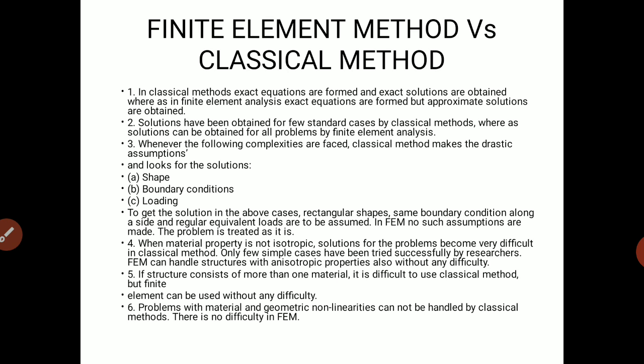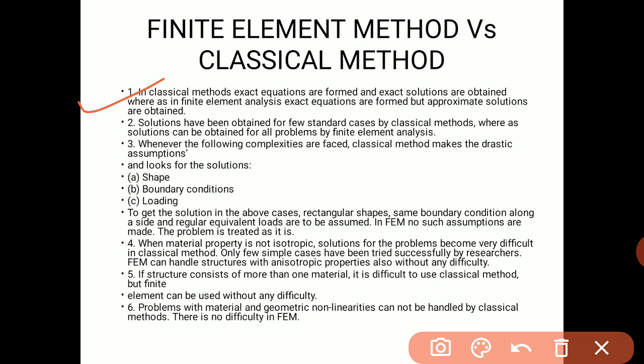What is the difference between the finite element method and the classical method? In the classical method, exact equations are formed and exact solutions are obtained, whereas in finite element analysis, exact equations are formed but approximate solutions are obtained. Since structures are not in a regular shape and boundary conditions are also different, we get the approximate solution.